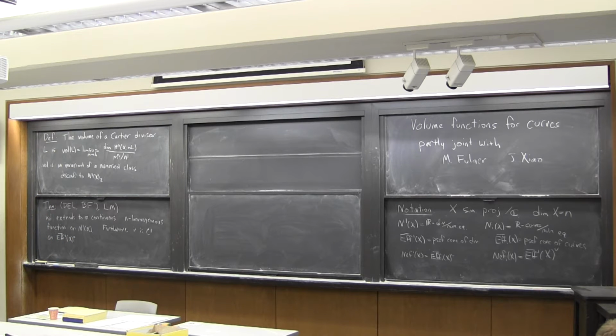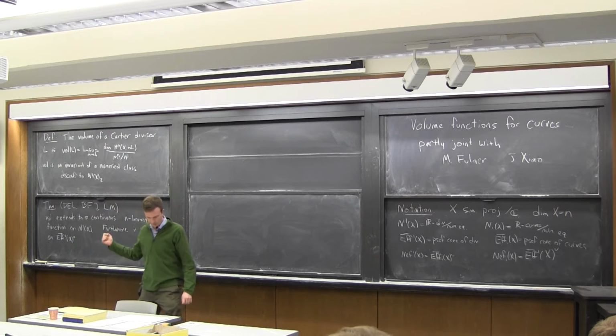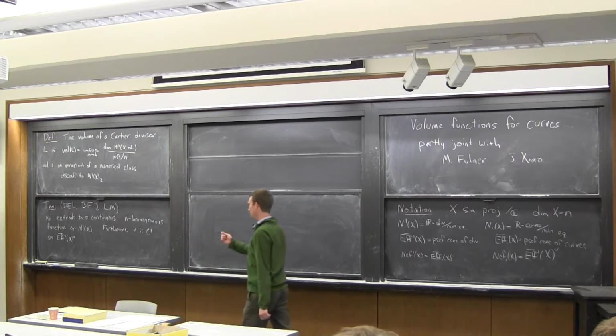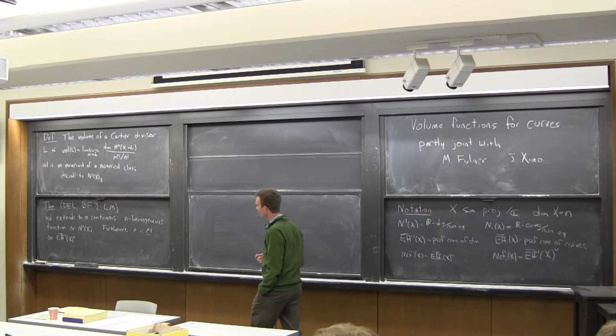Okay, so we obtain this function with some nice analytic properties, and I think, again, you guys probably know this, but C1 is the best you can do, even in very simple examples like blowing up P2 at a point. The volume fails to be continuously differentiable.